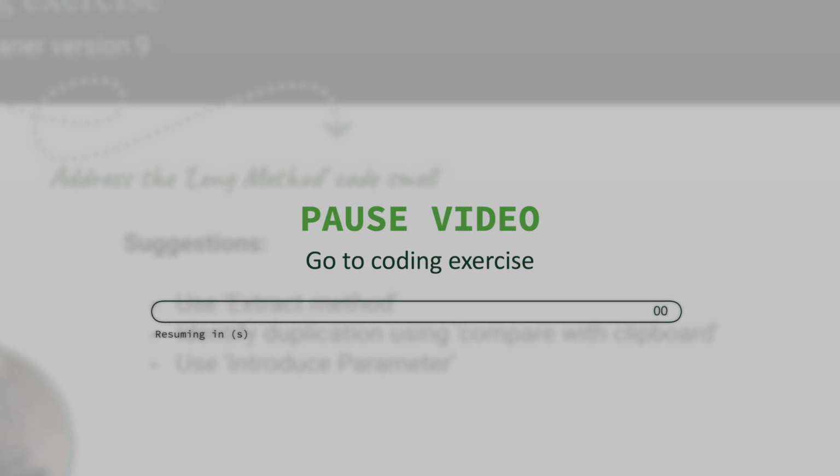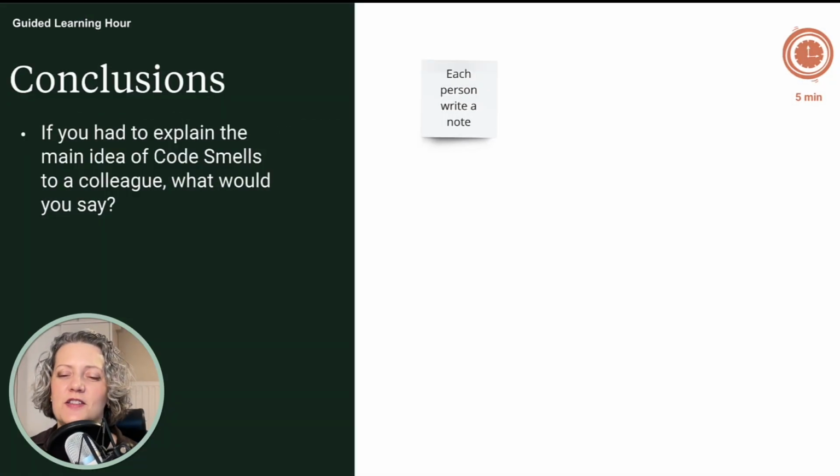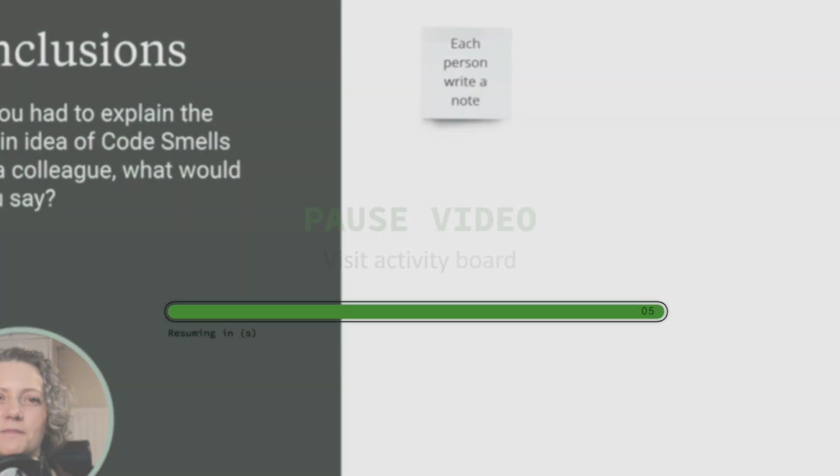Just at the end of the session now, I'd like everyone to stop coding and write a note so that you can remember what you've learnt today about code smells. So please write on your note, if you had to explain the main idea of code smells to a colleague, what would you say? Put it in your own words.